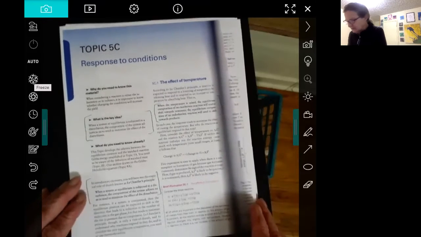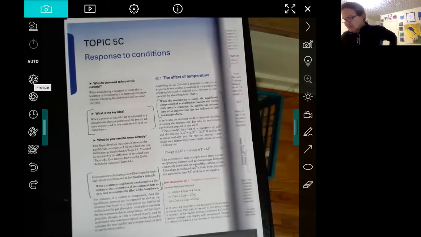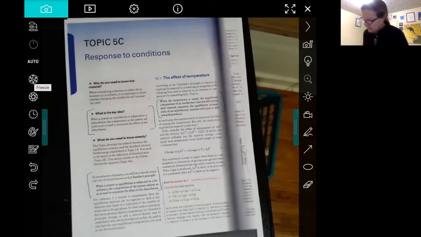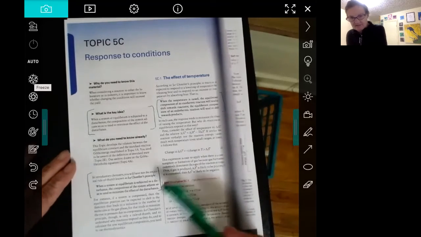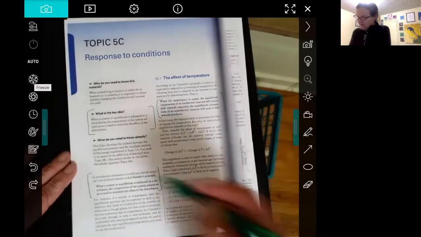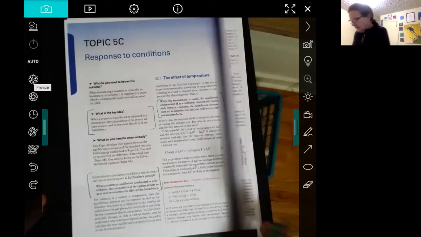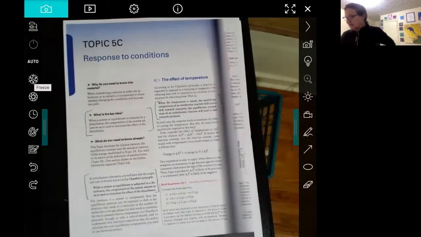So response to conditions. The key idea is that when a system at equilibrium is subjected to a disturbance, the composition of the system adjusts so as to tend to minimize the effect of the disturbance. Immediately below that, they just state it as Le Chatelier's principle. When a system at equilibrium is subjected to a disturbance, the composition of the system adjusts so as to tend to minimize the effect. So that's the key idea right off the bat, and now we're just going to think about what kind of disturbances you could create.